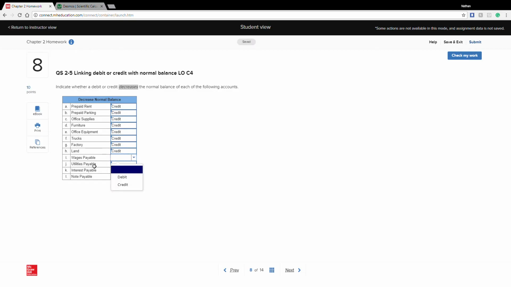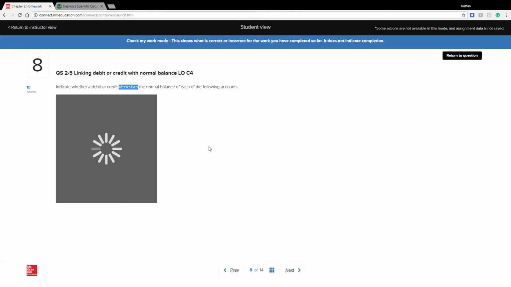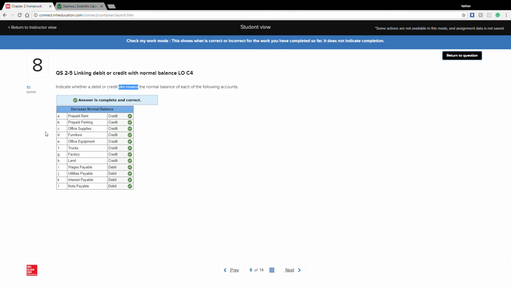Next parts, all four of these are all payables. Since they're all payables, they're all liabilities. And to decrease those, we must put a debit in. Woo, lots of fun debits. And boom. So the big thing here with 8 to not get confused on is that decreased word. Okay? So watch out for that.